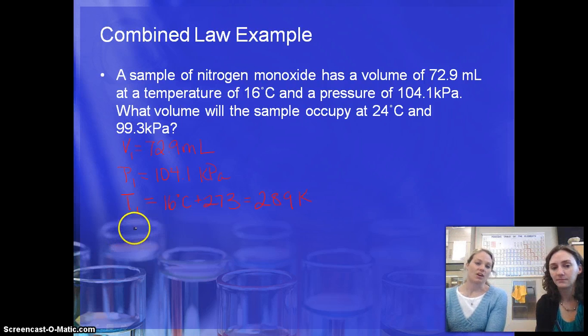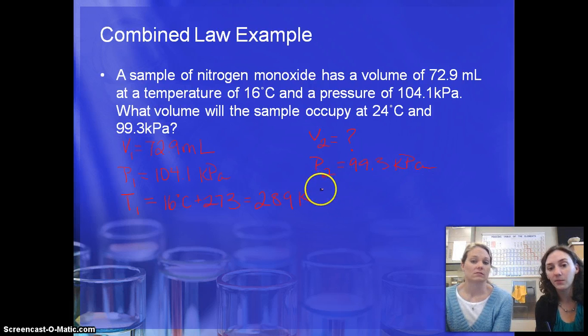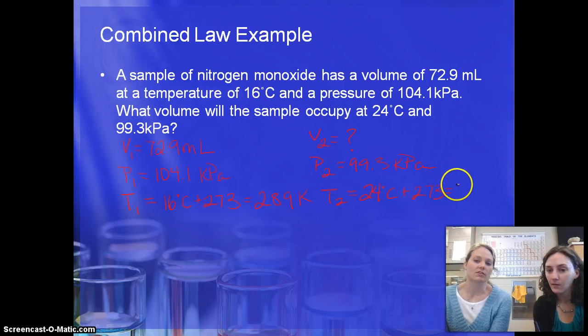Then she's going to make another chart and have the V2, P2, and T2. P2 is 99.3 kPa. Okay, so what do we need to do with the kPa? Can we keep it as kPa? As long as your pressures match, then you're fine to keep it. If they do not match, you're going to have to convert one to the other using your pressure conversions on your cheat sheet.